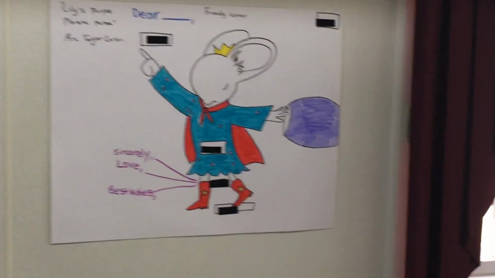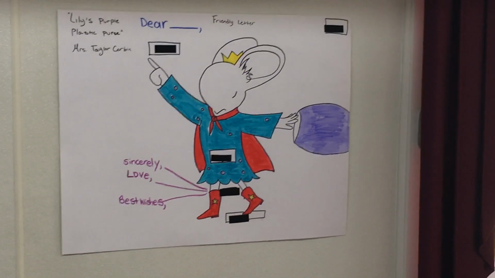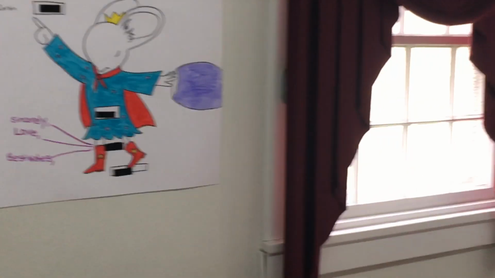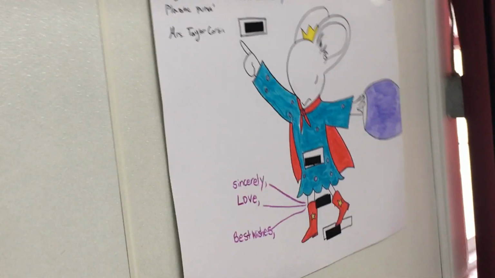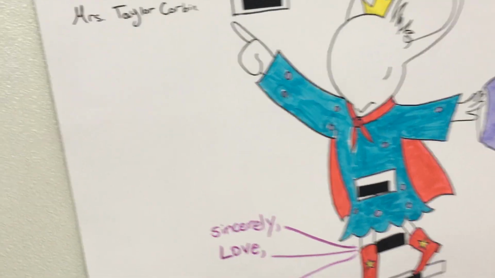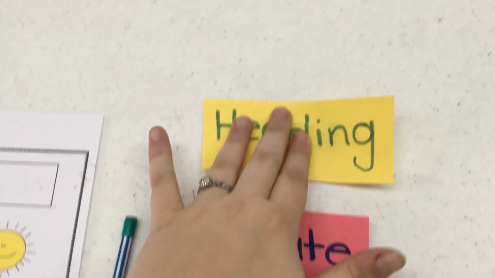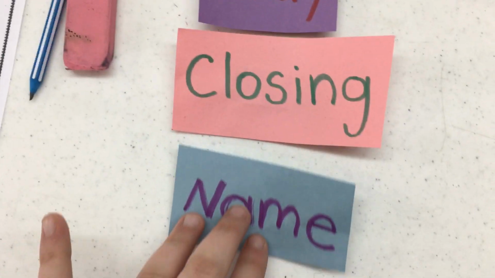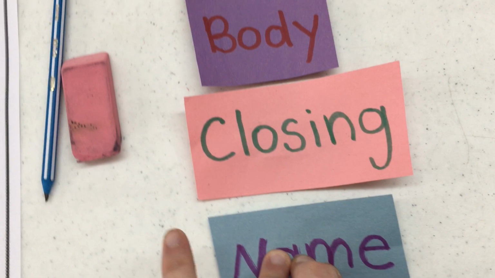And then we will get into the lesson through instructional input, modeling, and guided practice, where I will go over this Lily's letter chart with them, going over the important vocabulary and the important elements of a letter. So, we have the header, the date, the body, the closing, and our signature or our name.